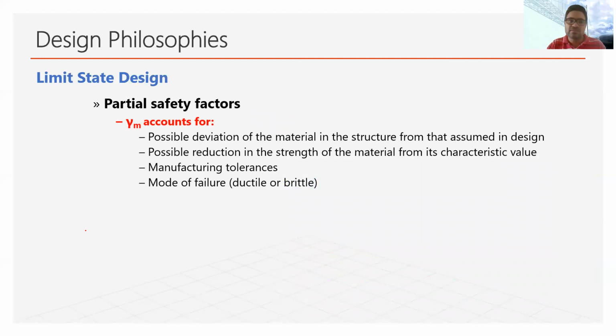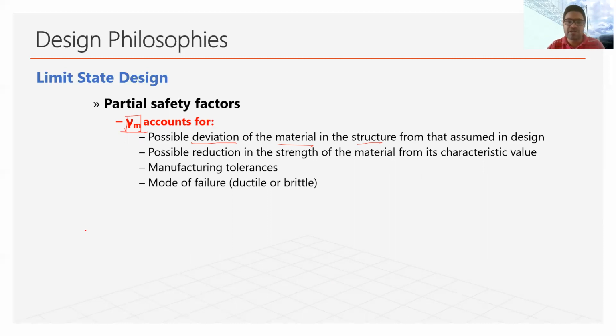Now, there are reasons why we apply these factors, or what these factors account for. Gamma M is the safety factor on material strength. This factor accounts for possible deviation of the material in the structure from that assumed in design. So if there is a deviation in the material used in the structure from the design, that possible deviation can be accounted for by the safety factor.